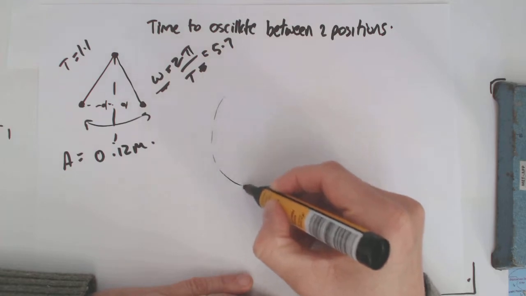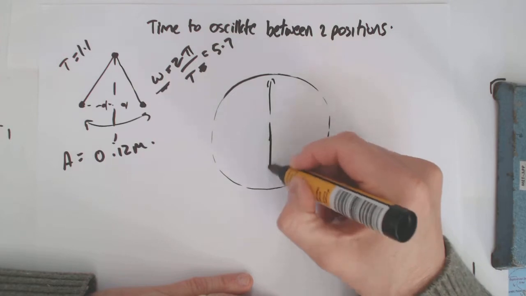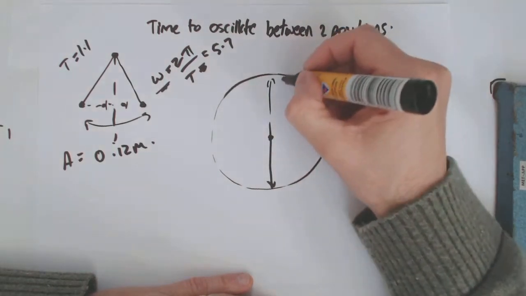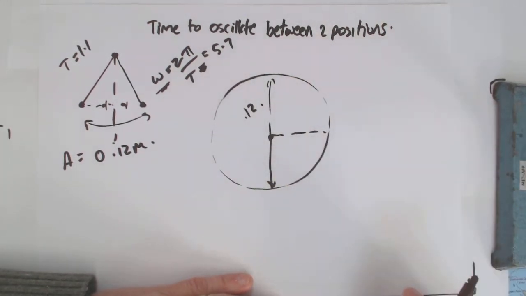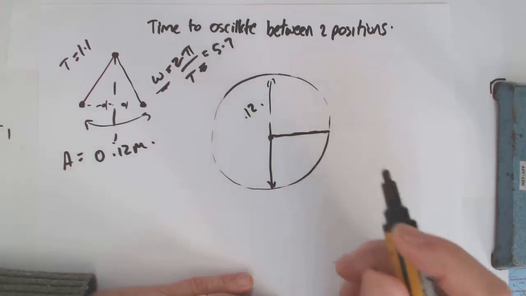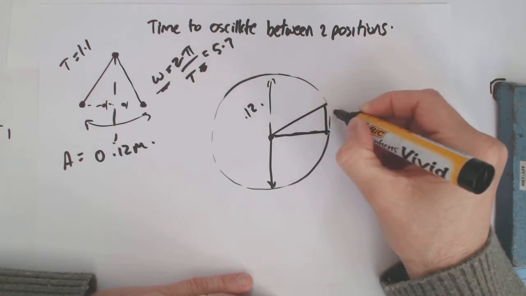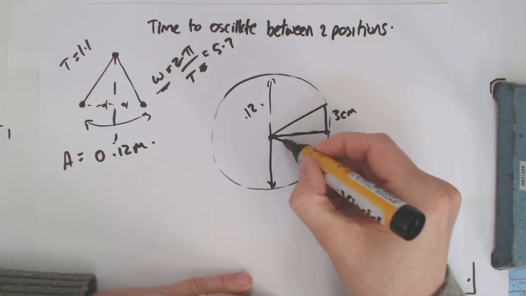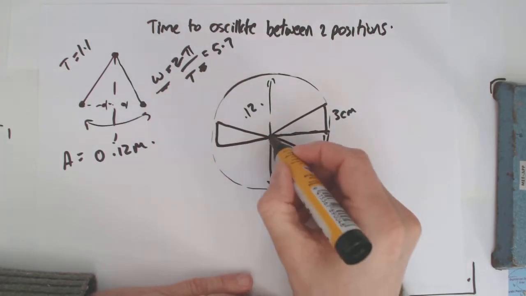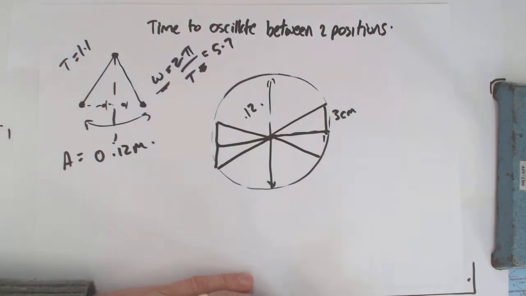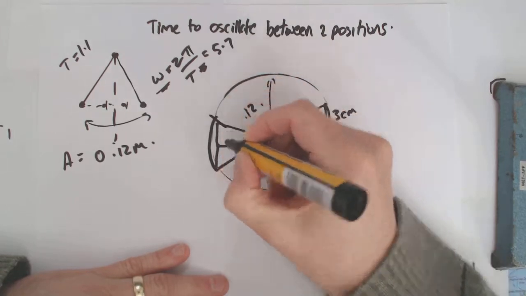So on my reference circle, for this situation, I've got an amplitude or a radius of 12 centimeters, and this is the 0 point. So what I want to know is how long it spends in the 3 centimeter zone. But it's got 4 times when it's in the 3 centimeter zone, right? So the time it spends in the 3 centimeter zone is these bits.